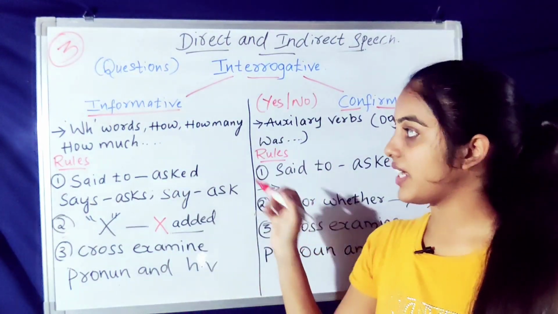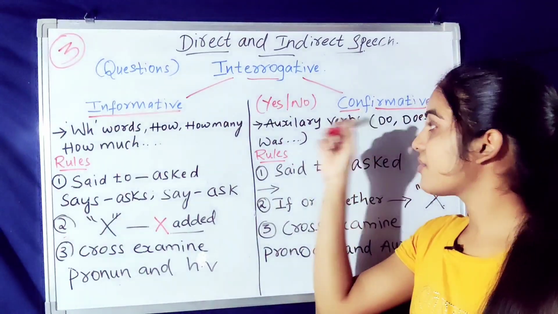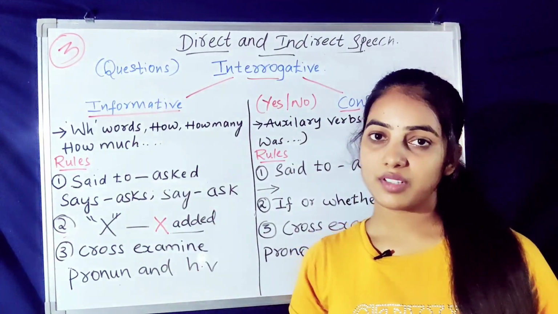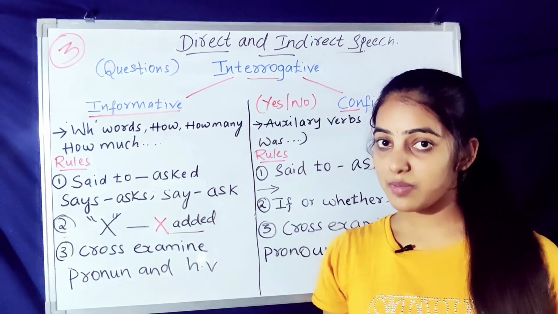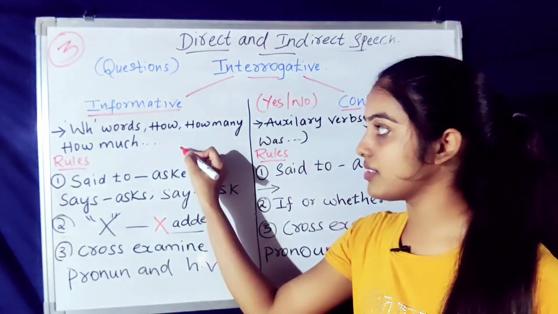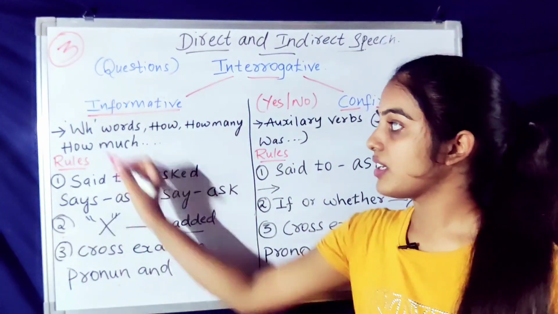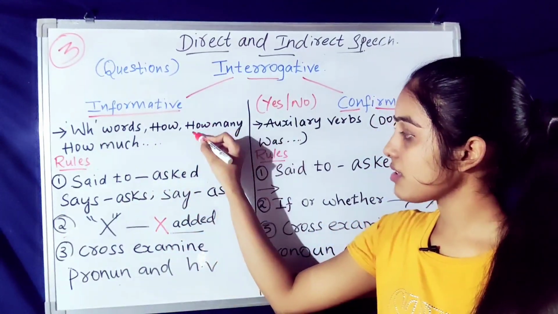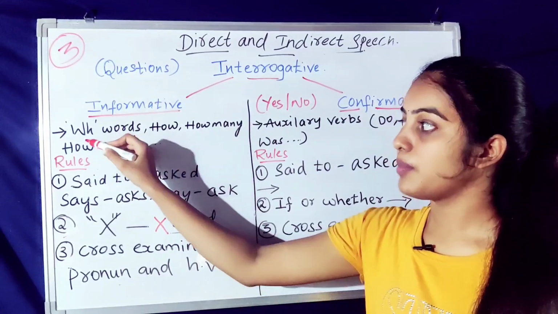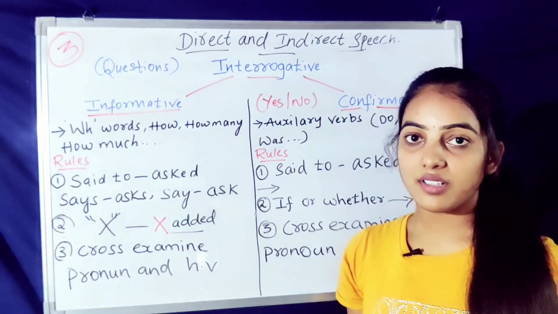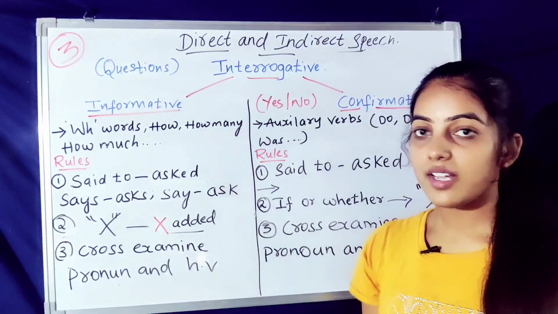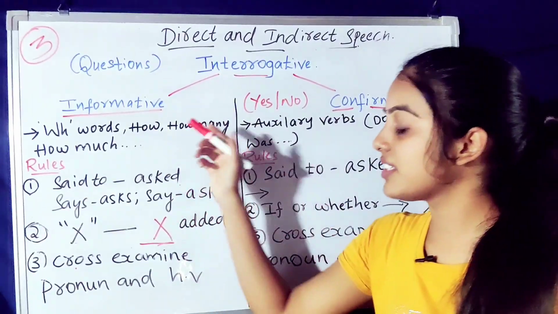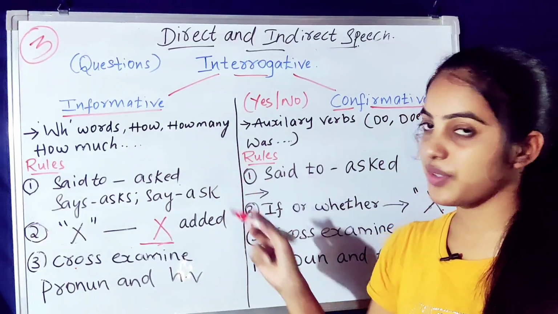They are of two types, informative and confirmative. What is informative? I have already told you that these are the questions that require an explanation. All these words come under informative: WH words, how many, how much. WH words are nothing but what, why, when, where. Such words come under the informative type. Here are the rules to convert informative to indirect speech.